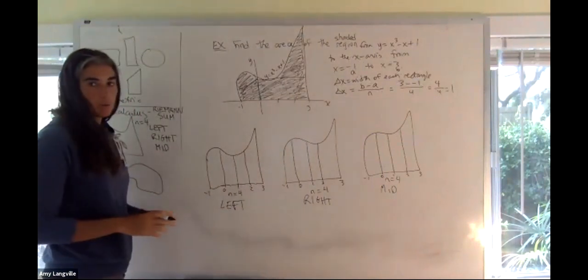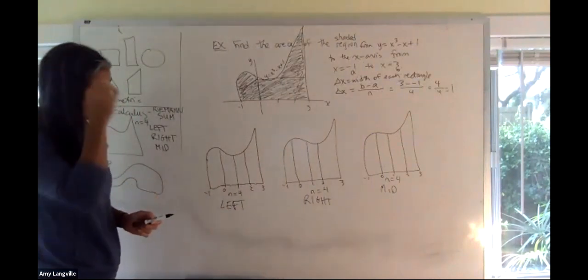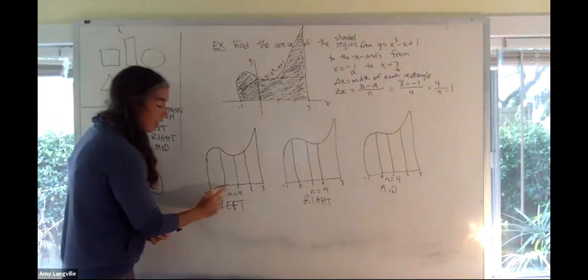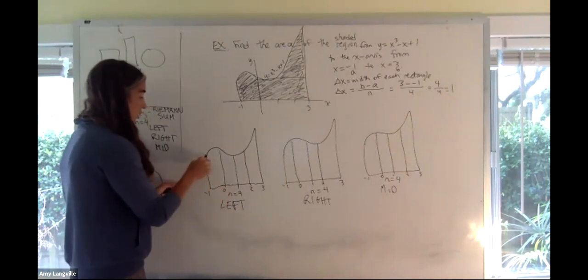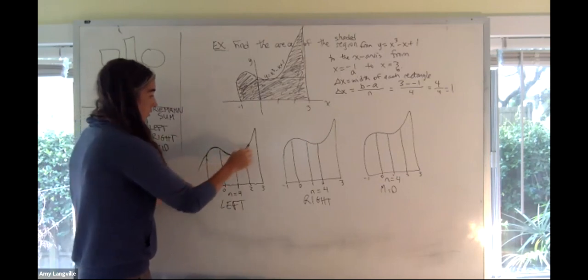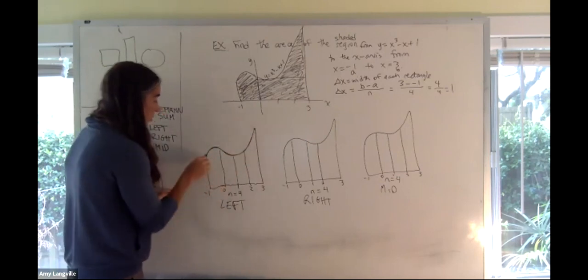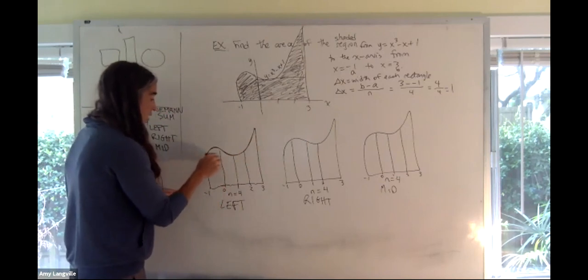Now for the left rule, to get the height of the rectangle, we go to the left side of the first interval. So that will be over here, where my thumb is. Go to that side, go up to the function. Here's our function. On the left side, go up to the function, and that will be your height.